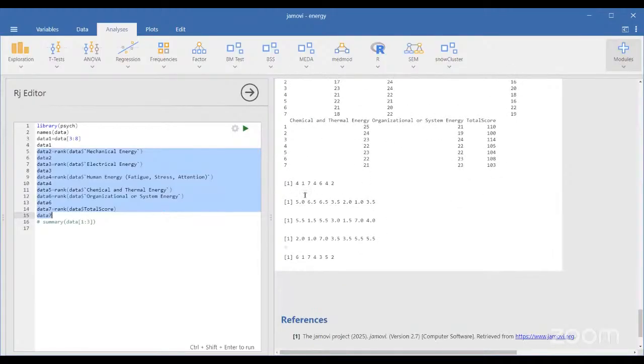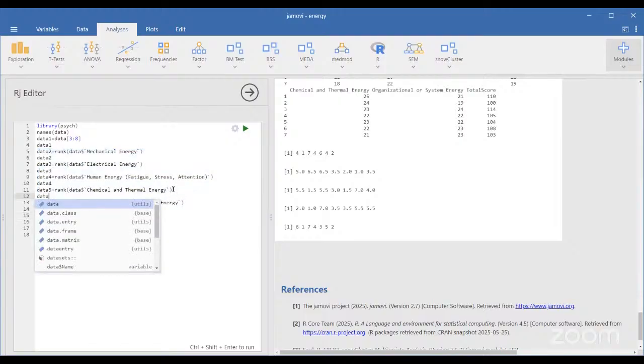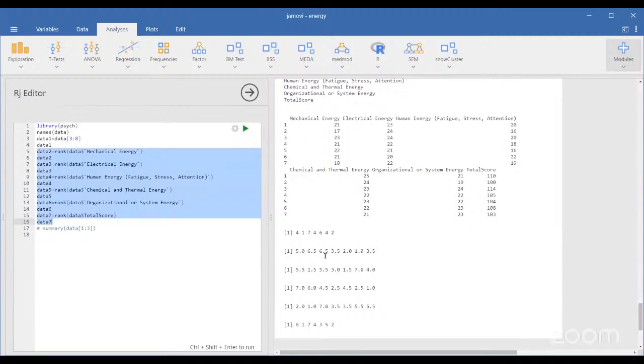So this is the result. 2, 3, 4, 5, 6, but why not 7? 5, 6 only coming. Okay, data 5 मैंने लिखा है. Satisfied. First one is the mechanical. Second one electrical. First is mechanical, correct. Second is electrical, 5.0 wala. Human energy is data 4, 5.5 wala. Then chemical energy, and then organizational, and then total score.